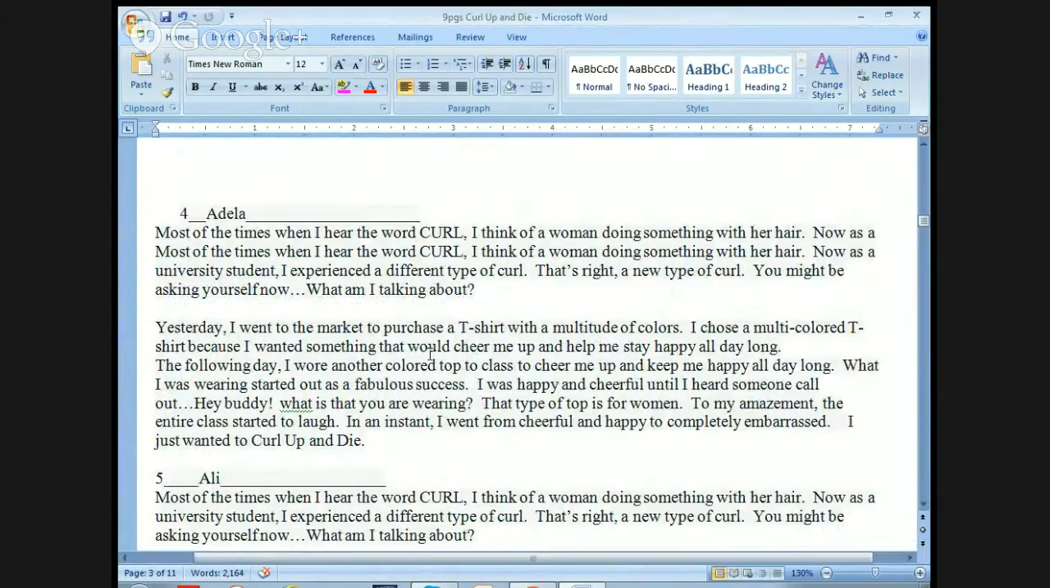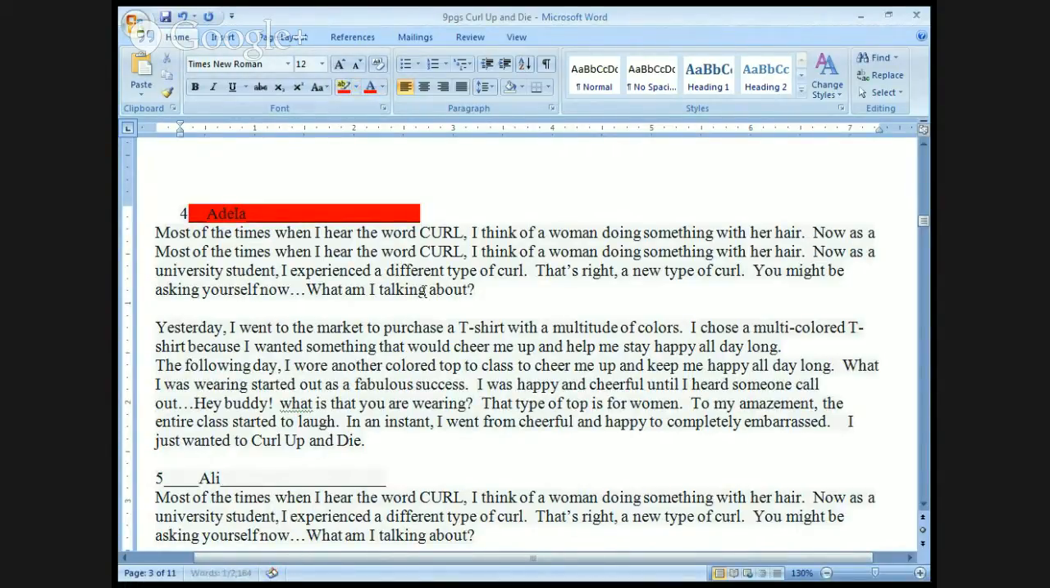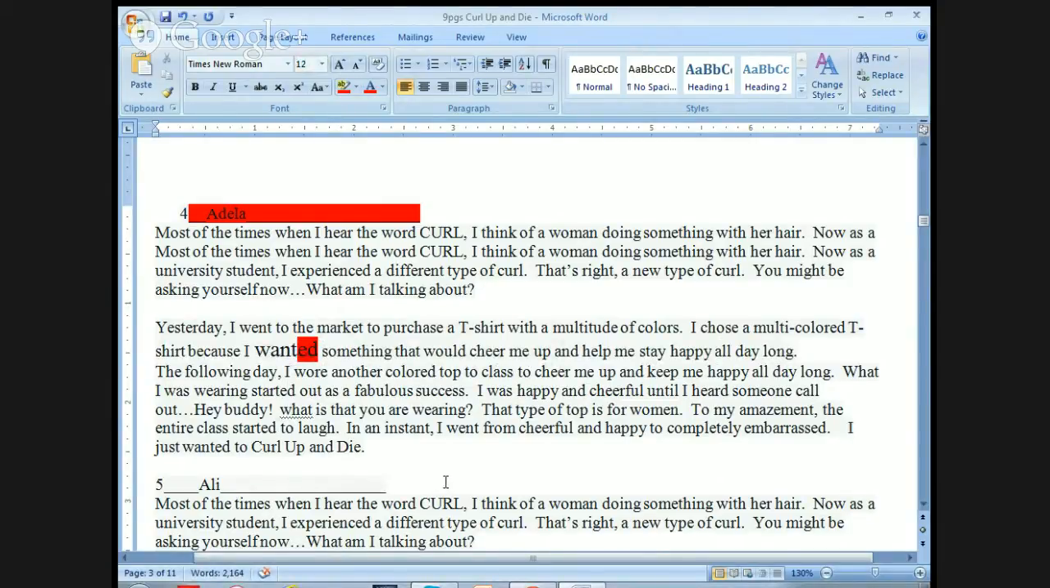Most of the time when I heard the word car, I think of a woman doing something with her hair. Now, as a university student, I experience a different type of car. That's right, a new type of car. You might be asking yourself now, what am I talking about? Yesterday, I went to the market to purchase a t-shirt with a multitude of colors. I chose a multicolored t-shirt because I want something that would cheer me up and help me stay happy all day long. The following day, I wore another color top to class to cheer me up and keep me happy all day long.